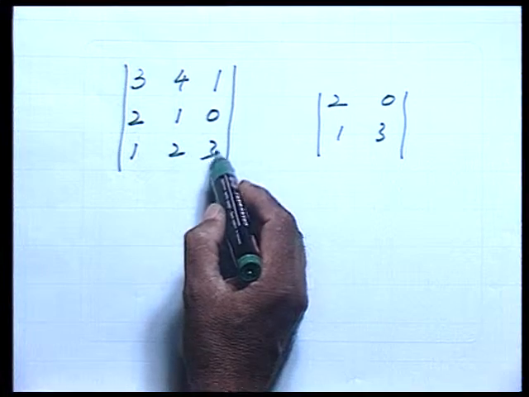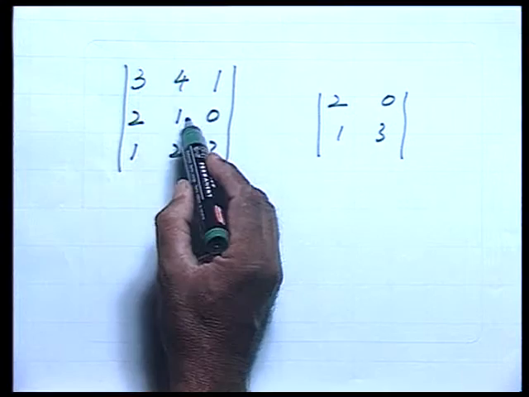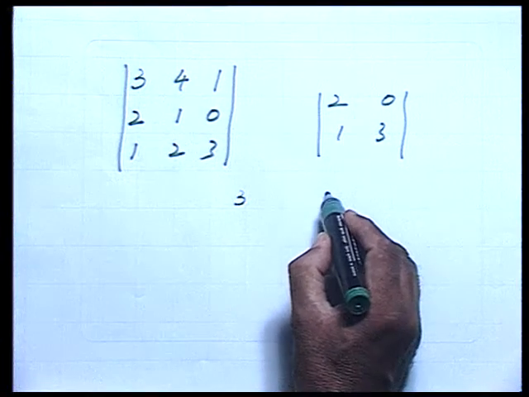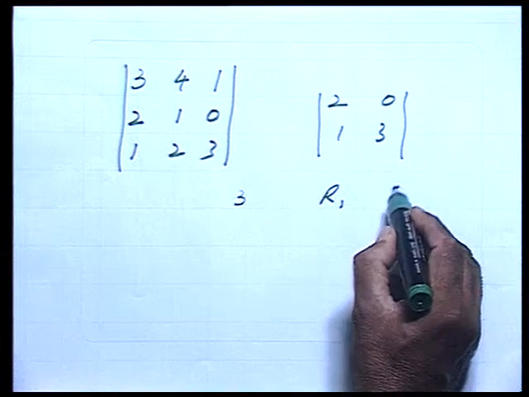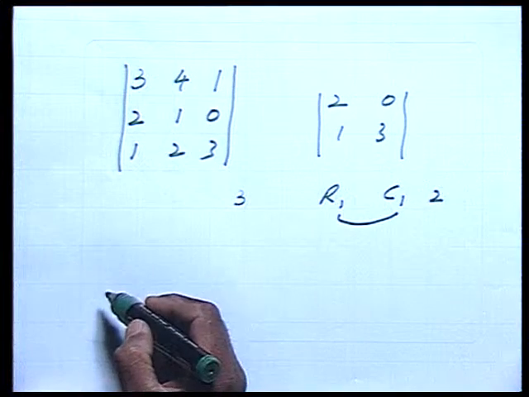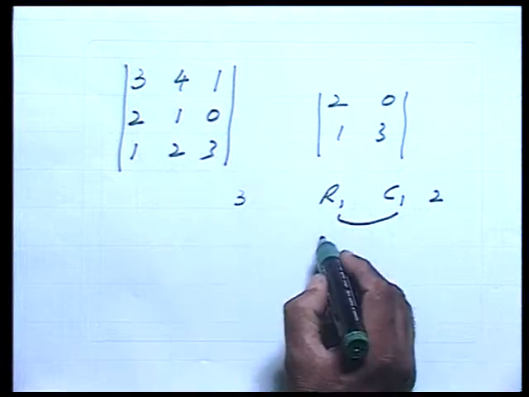We give you a very simple way of finding the sign. See, with 3 we wrote down the positive sign. 3 belongs to the first row and first column, and if you take this 1 and 1, this is an even number. This 4 belongs to the second column and the first row.